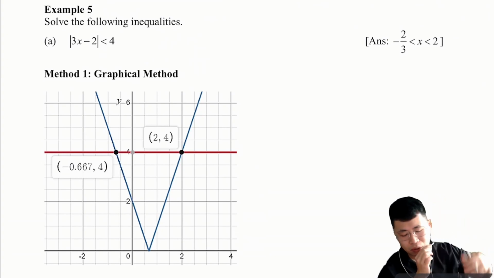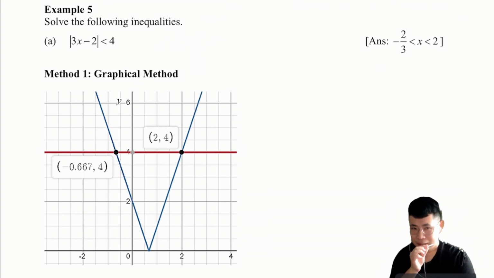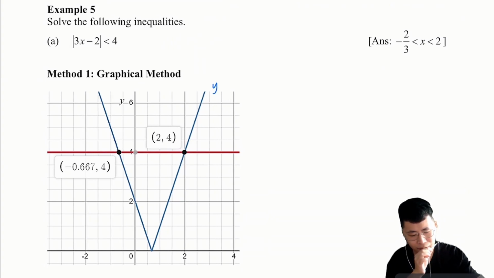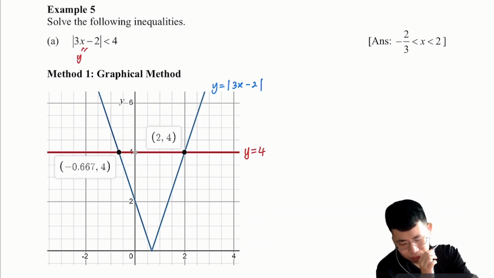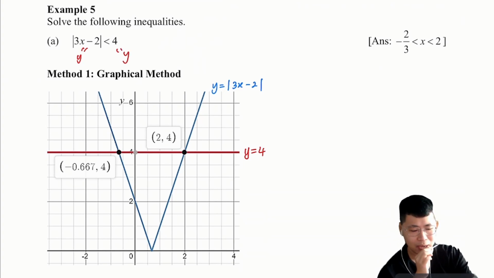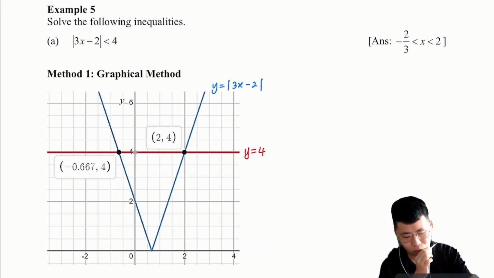For this inequality, first we have modulus 3x minus 2 less than 4. Over here we have the modulus graph. So we are looking at the graph of y equals modulus 3x minus 2, and the graph of y equals 4. We are comparing these two graphs. So technically speaking, we are looking at the region for which the modulus graph is below 4.